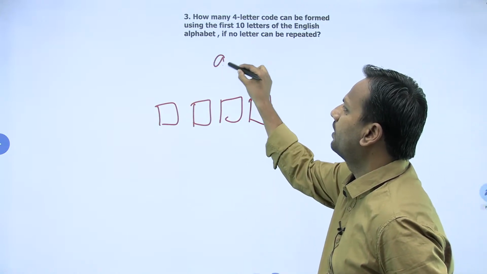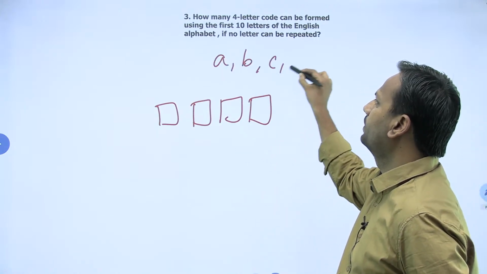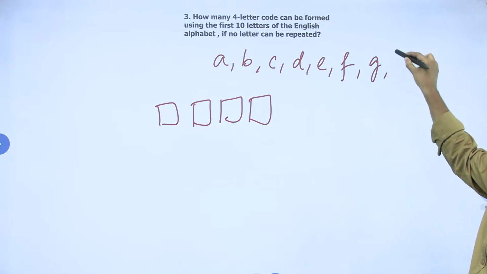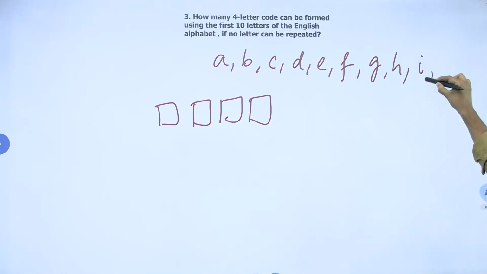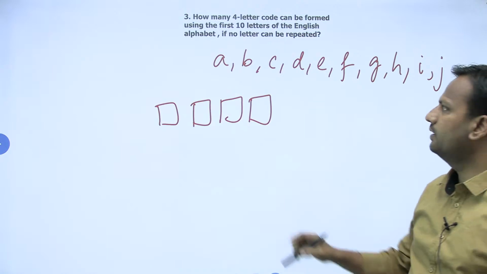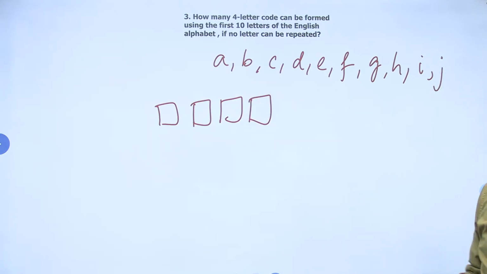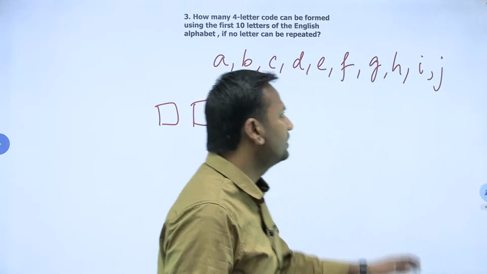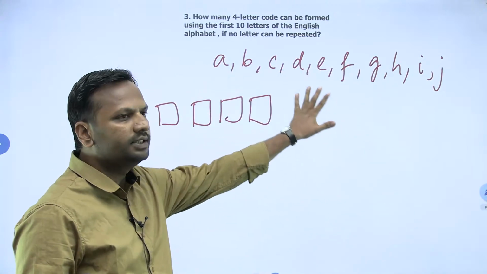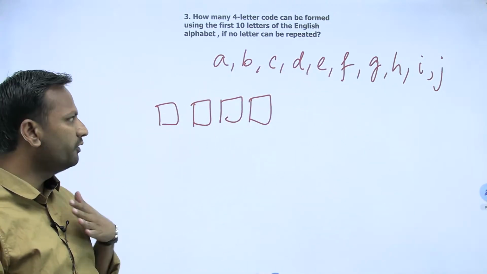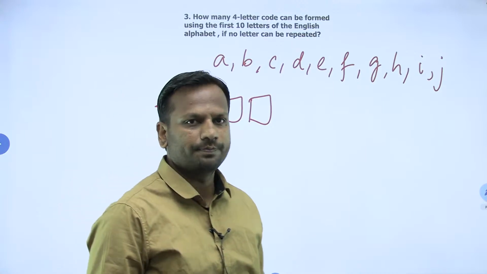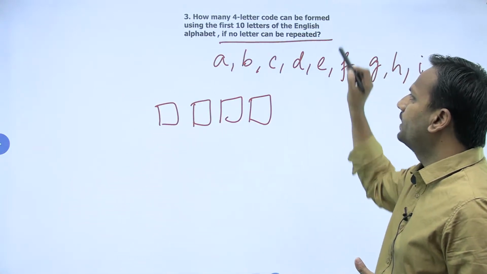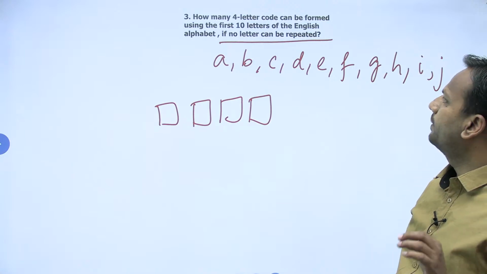So what are the first 10 English alphabets here? A, B, C, D, E, F, G, H, I and J. So these are the first 10 letters of the English alphabet. Using these first 10 letters, I have to form a 4-letter code, and that too keeping in mind that repetition is not allowed.